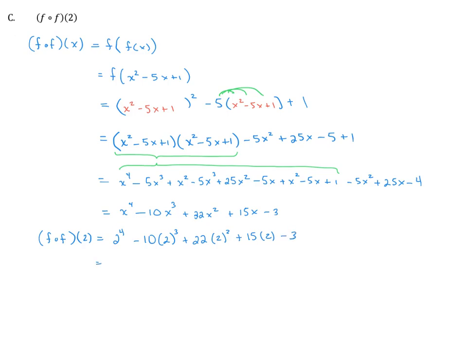So we get 2 to the fourth is 16 minus 10 times 2 cubed will be minus 80 plus 22 times 4 will be 88. Then 15 times 2 would be 30. Subtract 3, which ends up being 51. Now, I cannot imagine you choosing to do the second method. I just wanted to show you that it would work.